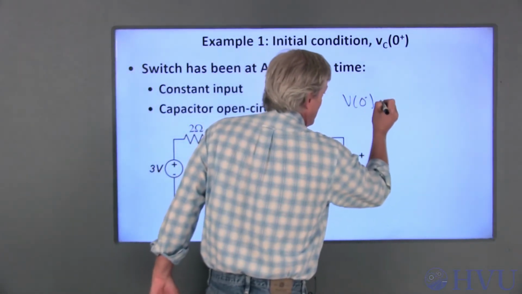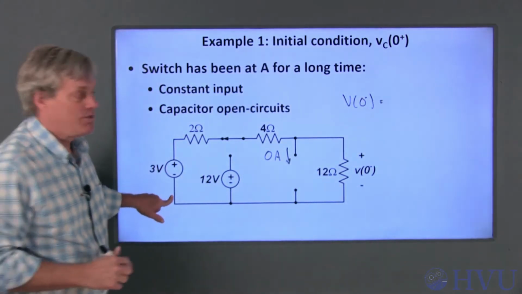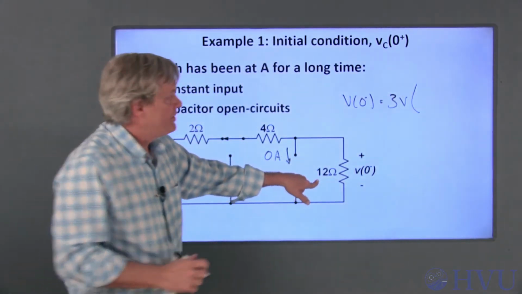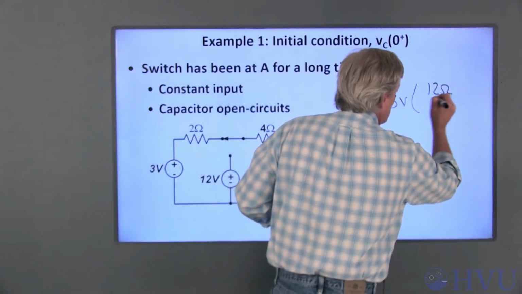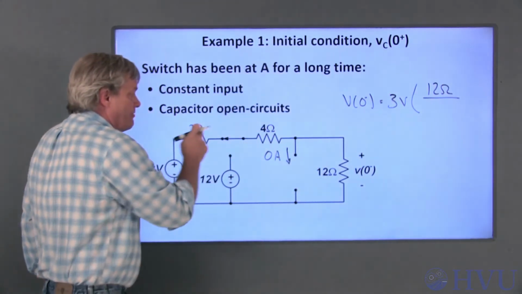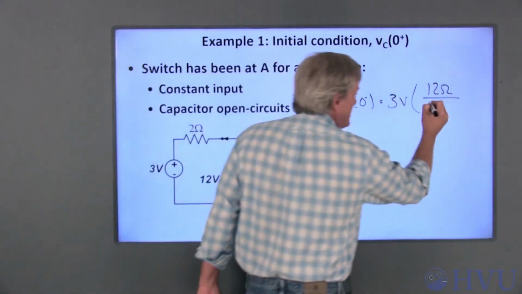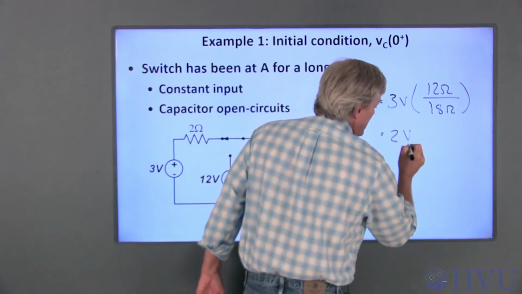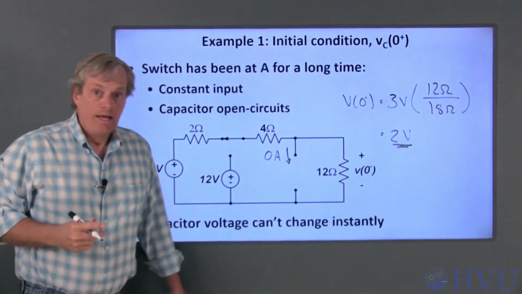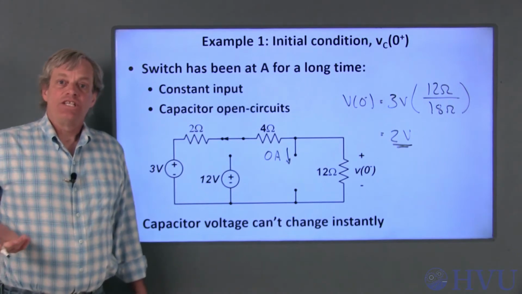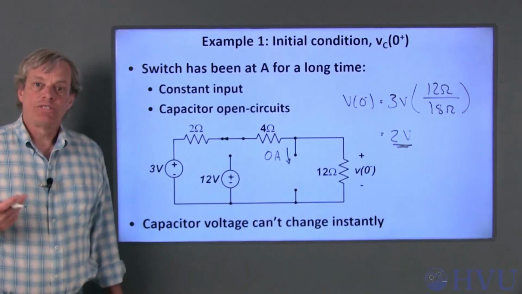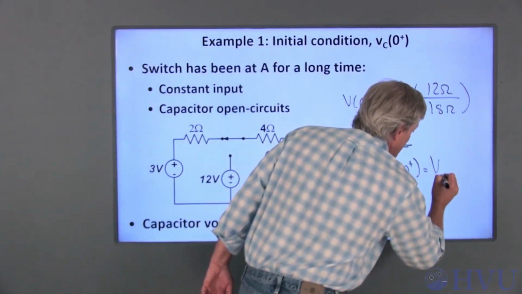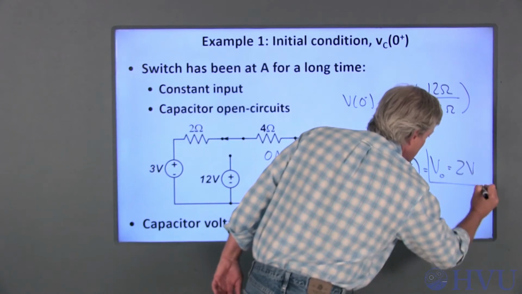So V at 0 minus is equal to the total voltage, which is 3 volts, times the 12 ohm resistance over the sum of the three resistances. 2 and 4 and 12 is 18 ohms. That's 2/3 of 3, so V at 0 minus is 2 volts. Since the capacitor's voltage can't change instantly, that means the voltage at t equals 0 plus, the initial condition that I want, V of 0 plus, which is just V0, is also 2 volts.